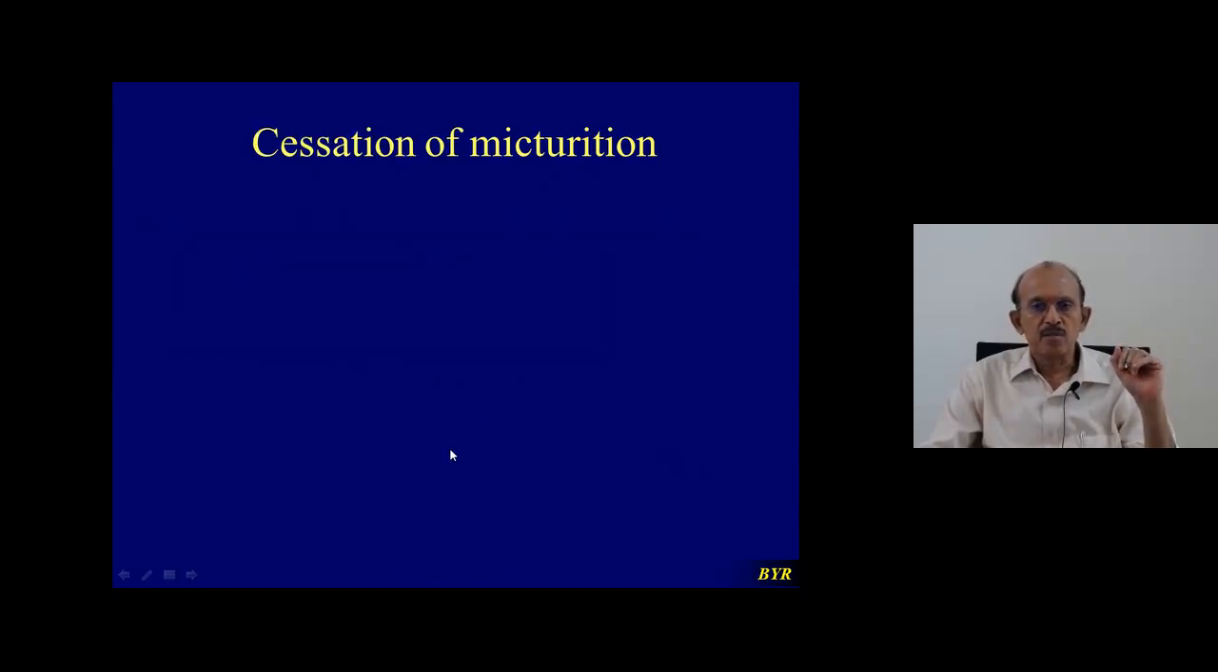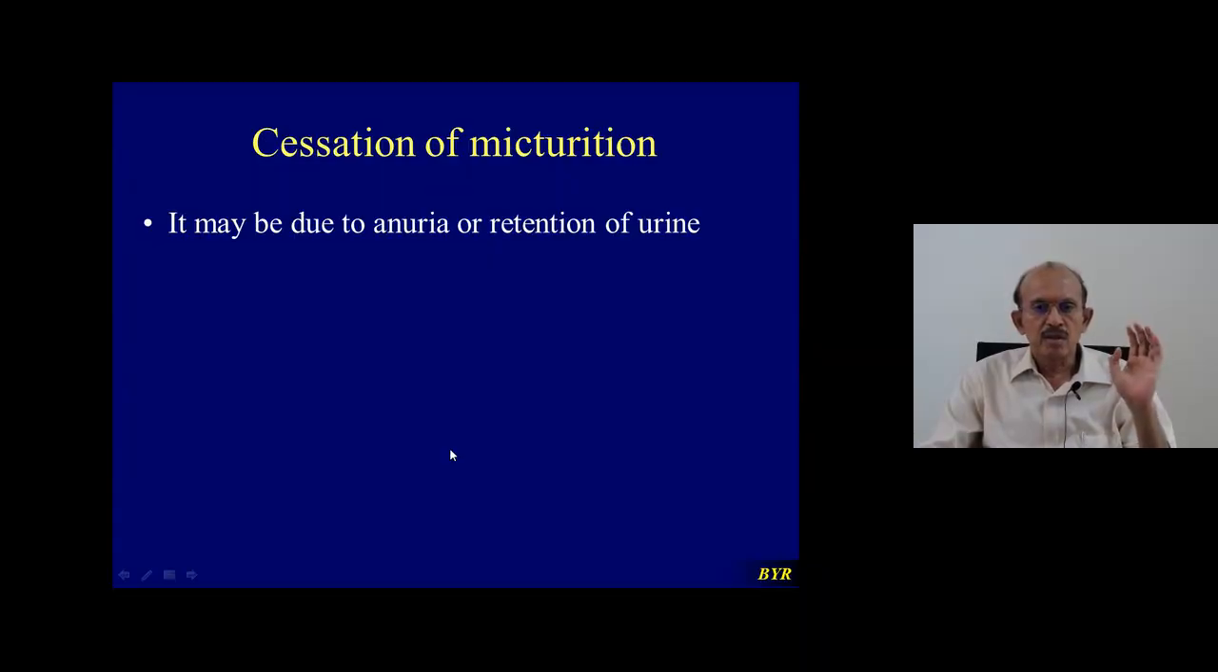Cessation of micturition. So there is no micturition. It may be due to anuria or retention of urine. That means when the kidneys are not generating urine, there will be no urination. Similarly, kidneys are generating urine, but there is a complete block. So patient is not able to pass out urine. So that is called retention of urine.